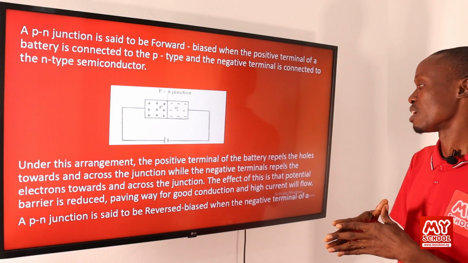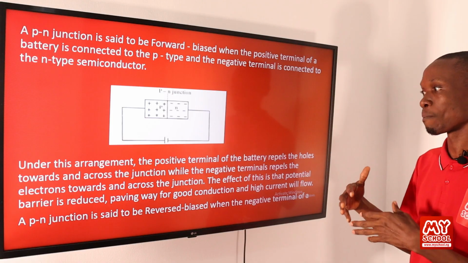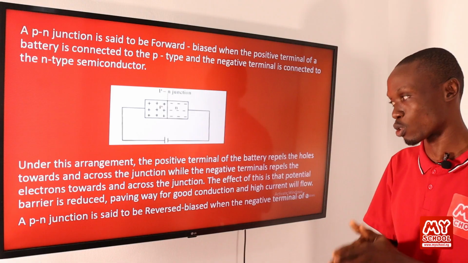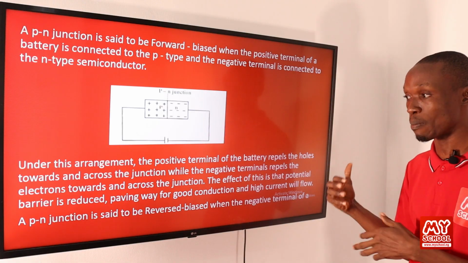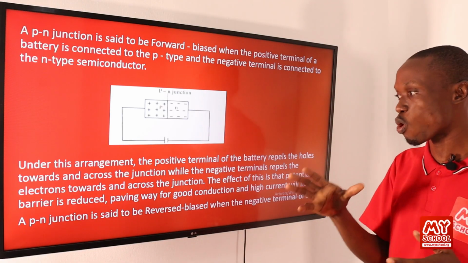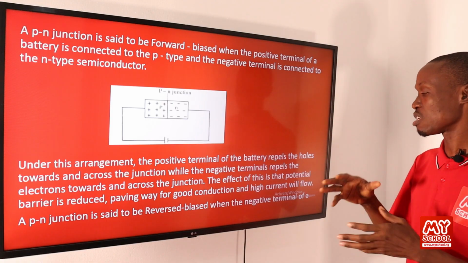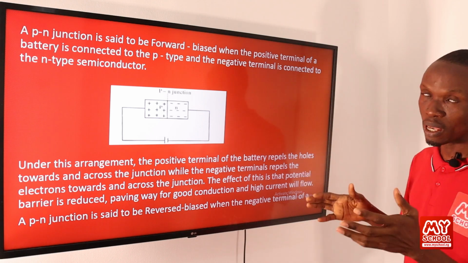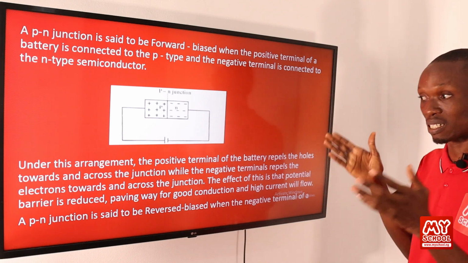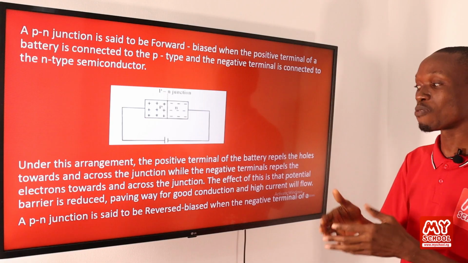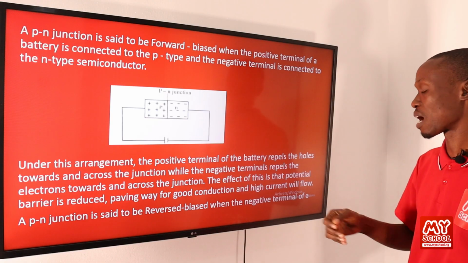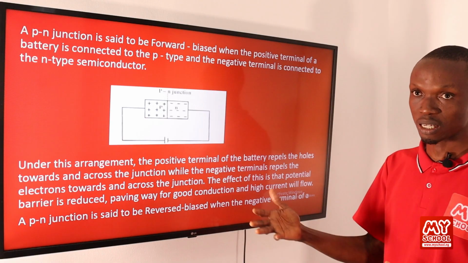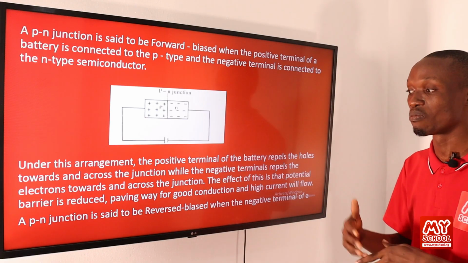In that case, the positive terminal of the battery repels the holes towards and across the junction, while the negative terminal repels the electrons towards and across the junction. The effect of this is that the potential barrier between the p and n-type materials is reduced, paving way for good conduction, and high current will flow in that case. A p-n junction, like I said earlier on, can also be reverse biased.